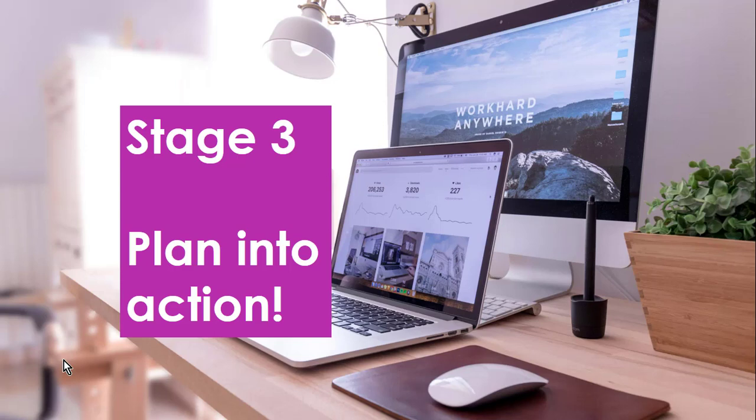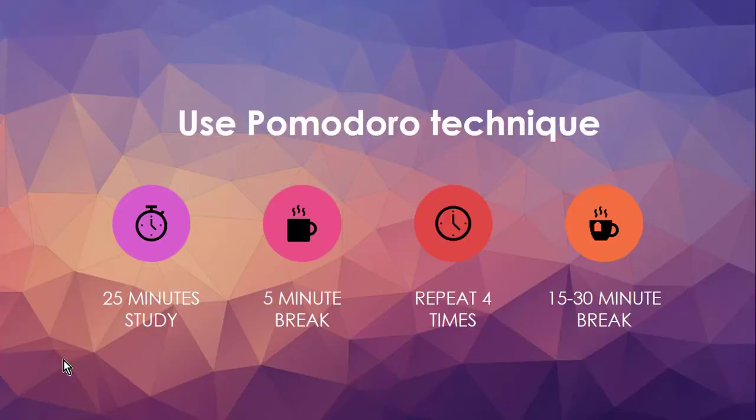So now we're on to stage 3. You've done all your planning, so now you've got to do some work. So here's some tips to help you put your plan into action. So firstly, a really useful technique for your studies is the Pomodoro technique. This technique means that you study for 25 minutes and then take a 5-minute break. You then repeat this 4 times and take a longer break at the end.